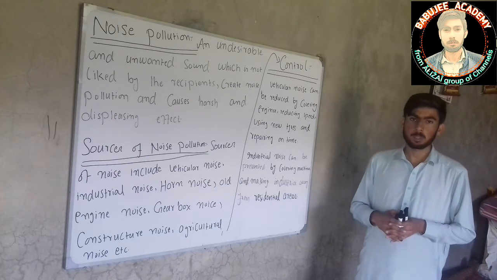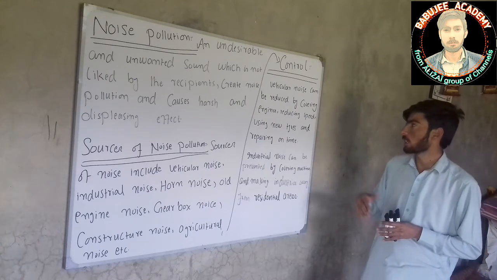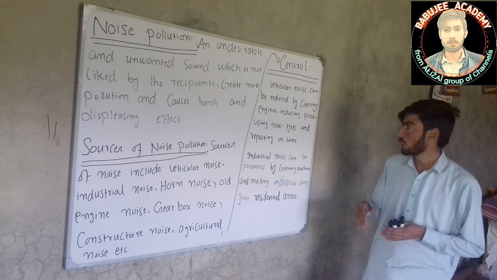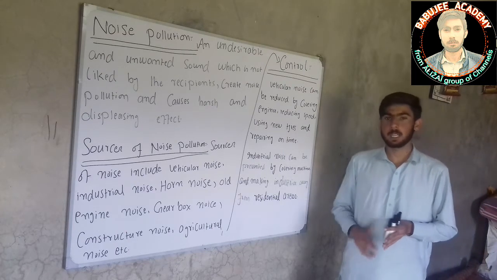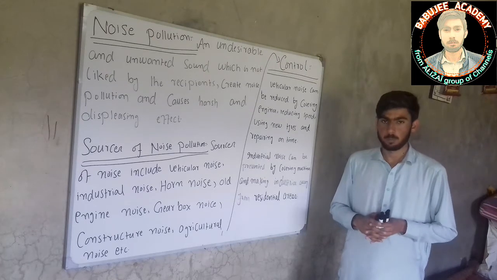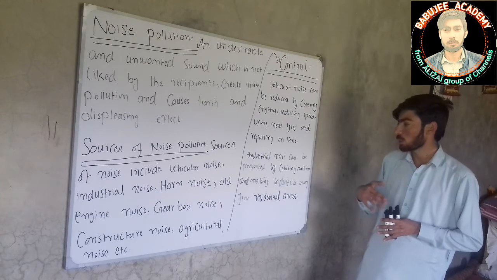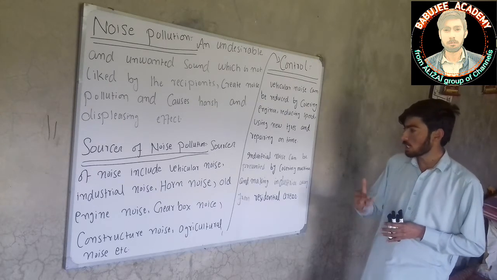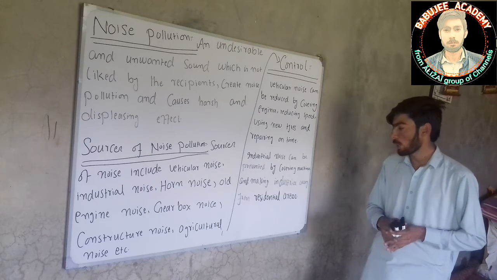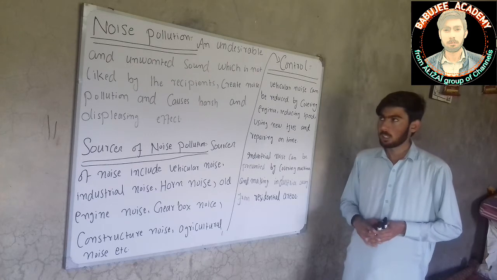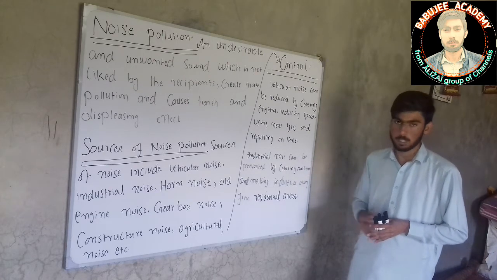Now how can we control noise pollution? Noise pollution can be controlled by covering vehicular engines, reducing speed, using new tires and repairing the vehicles on time, which can reduce vehicular noise pollution. Industrial noise pollution can be reduced by covering industrial machines and making industries away from residential areas. Noise pollution can be prevented by these measures.